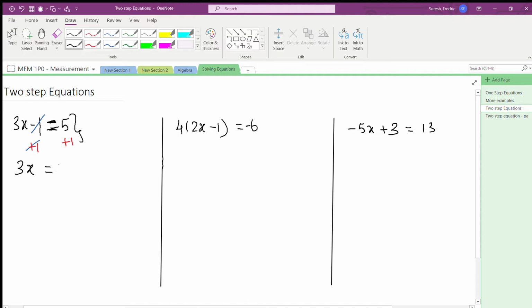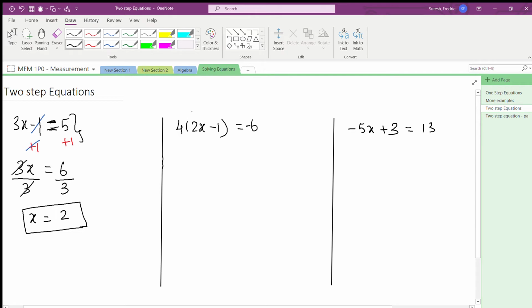So 5 plus 1 is a 6, and now I need to get rid of the 3. So I know that 3 is multiplying the x, so the opposite operation of multiplication is division. So if I divide by a 3, then the multiplication by 3 and the division by 3 will cancel. I need to remember to divide both sides by 3, because what I do on one side, I have to do on the other side. And 6 divided by 3 is a 2.